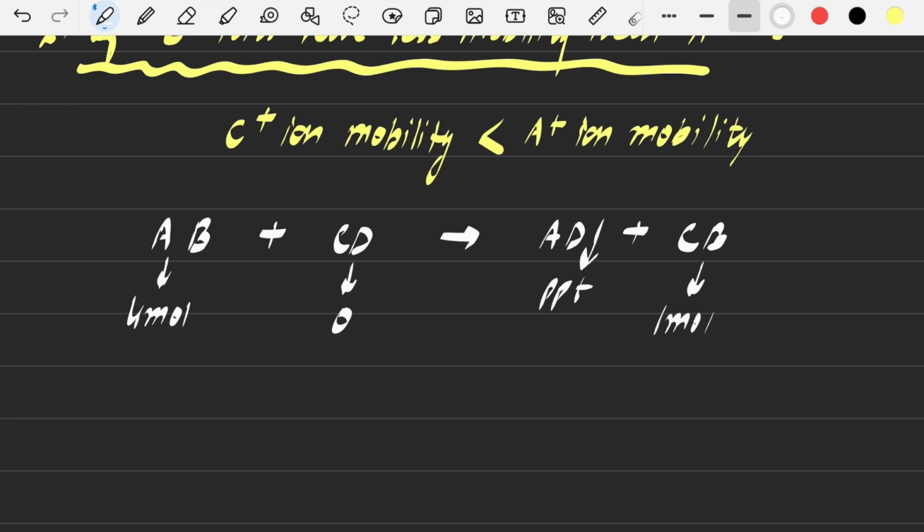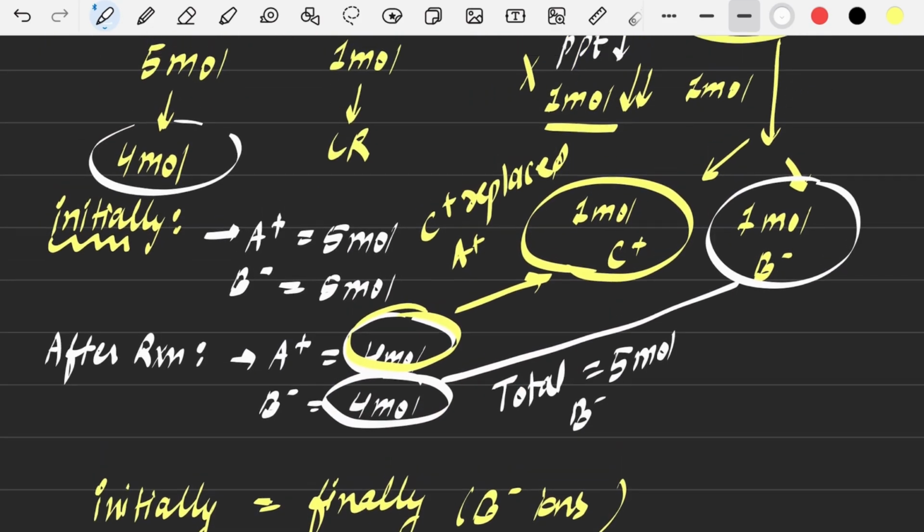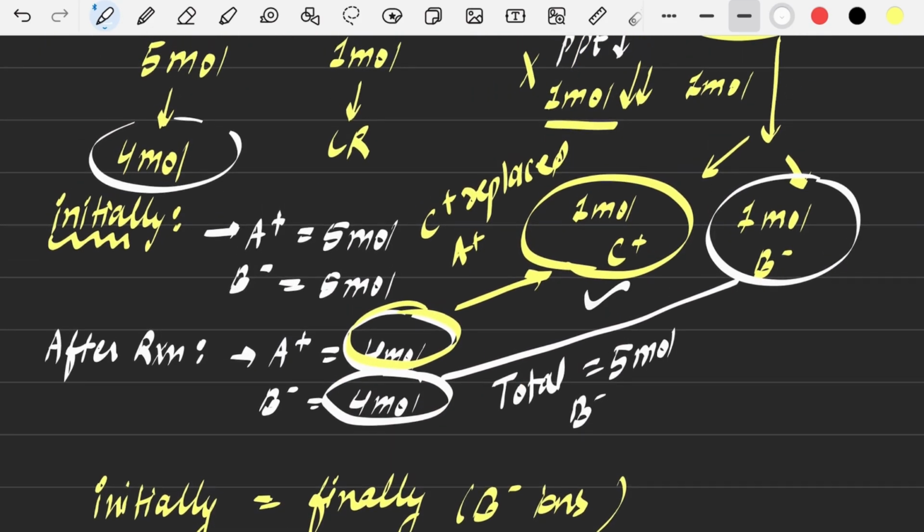Now consider, for example, we are having a solution here again, and in the solution you have been continuously adding the CD. So what will happen after some time? In the previous slide we had understood very well that C positive has taken the place of A positive.